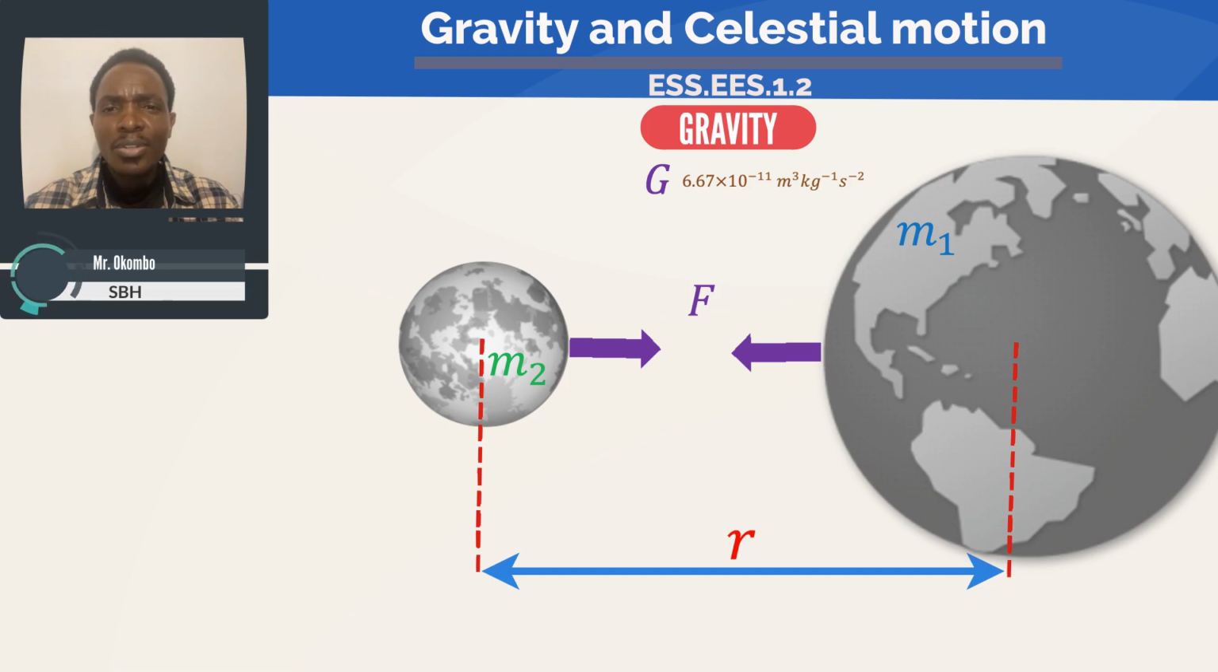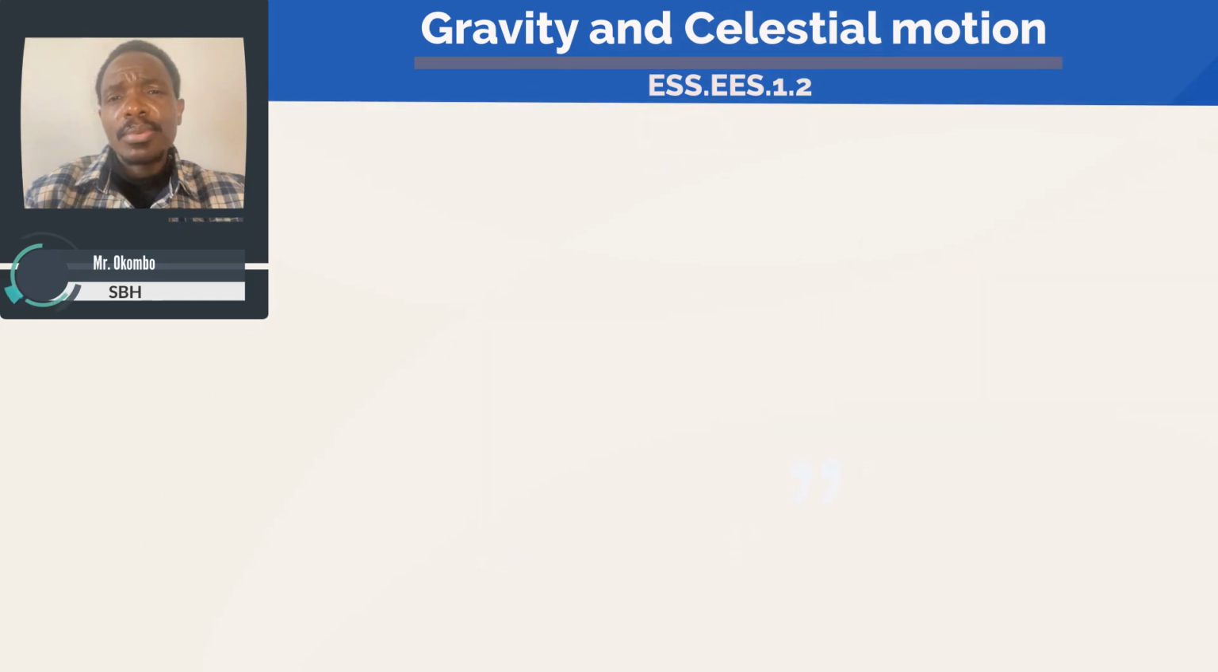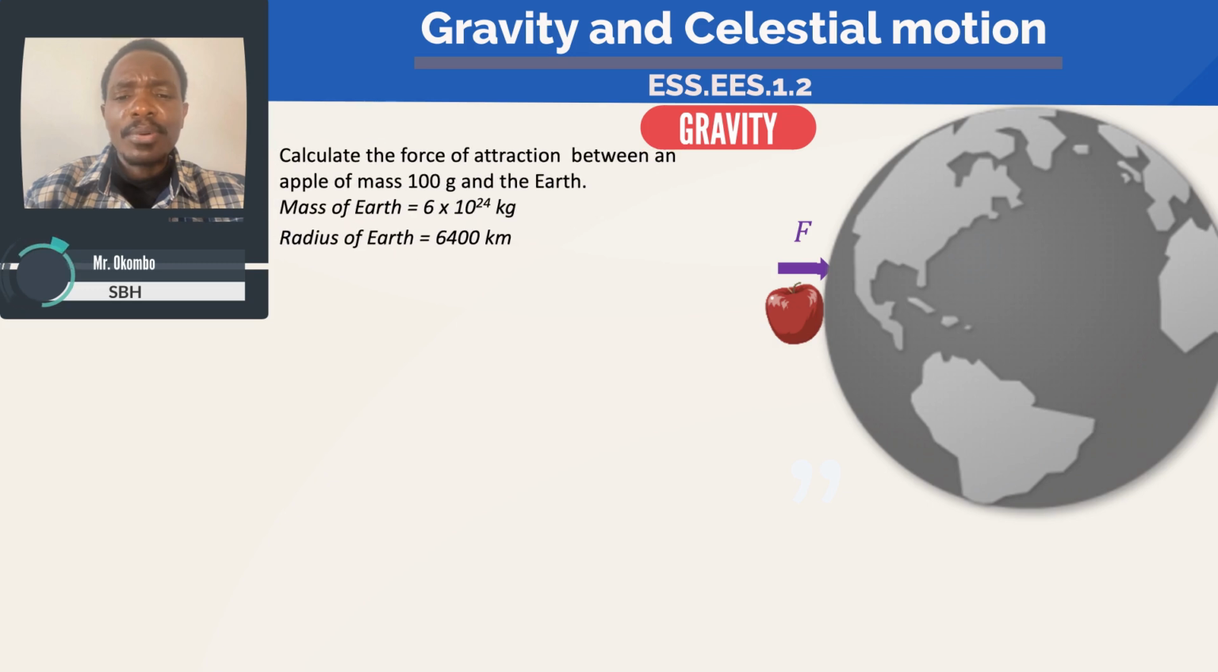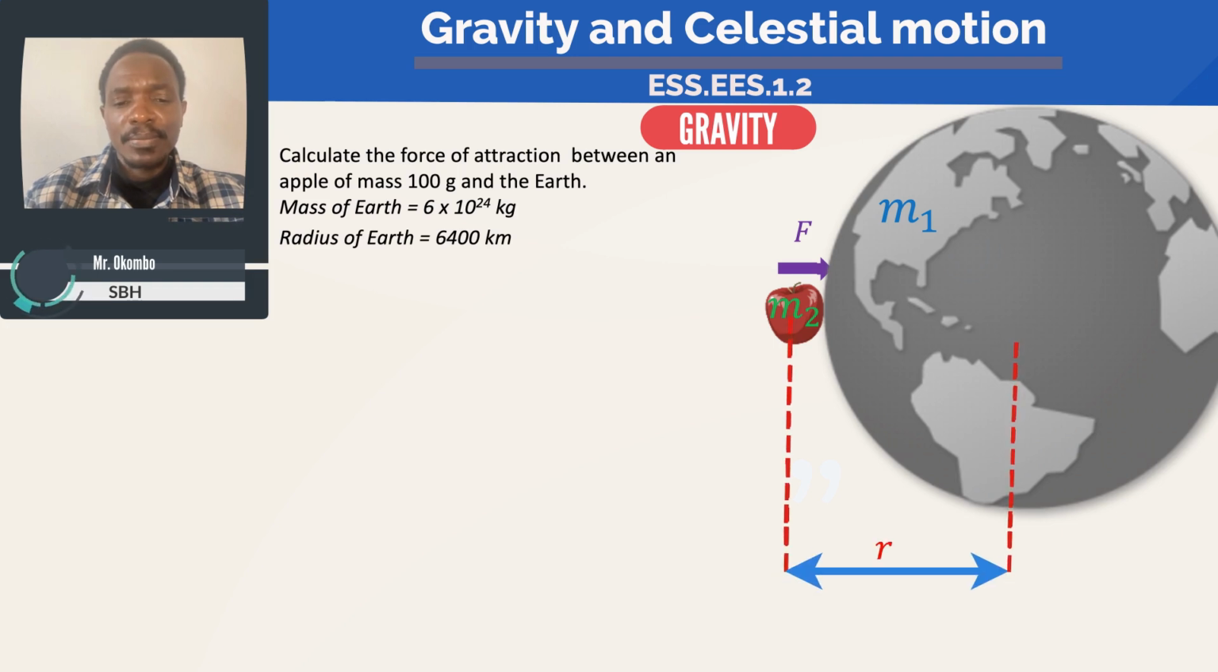Let's take an example here. We are going to give an example of the force of gravity between an apple and the Earth. Now, calculate the force of attraction between an apple of mass 100 grams and the Earth of mass 6 times 10 power 24 kilograms and a radius of 6,400 kilometers.